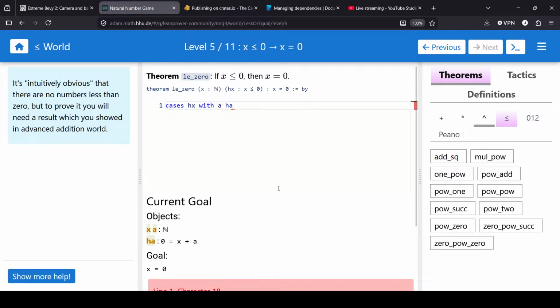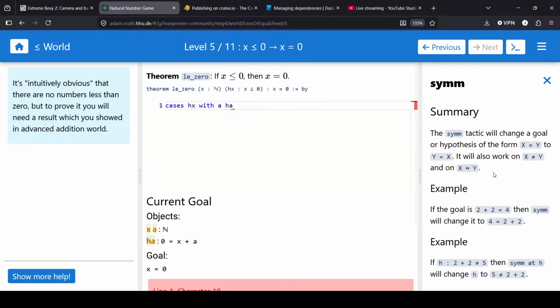That can be done with sim, in case you forgot. Oh, sim. There we go. Okay, thank you. Yeah, I did forget. Right, that is the property of symmetry. I need to remember that.